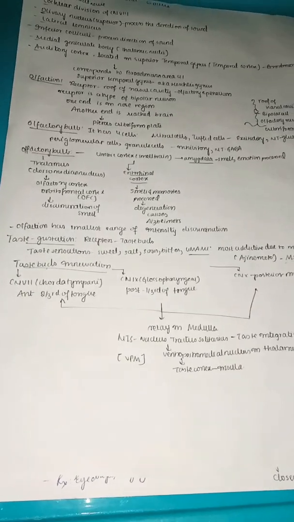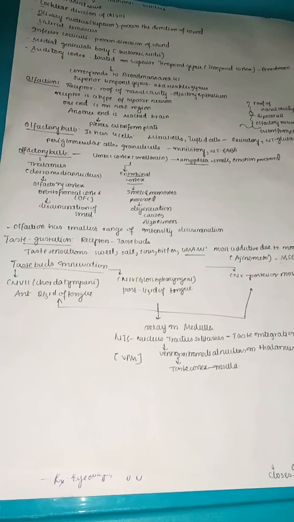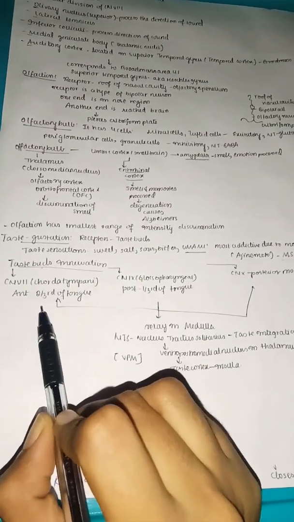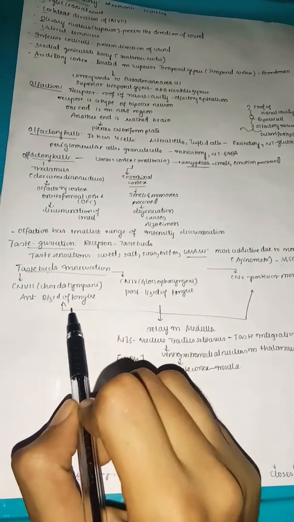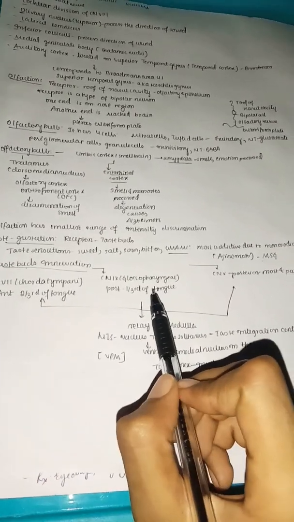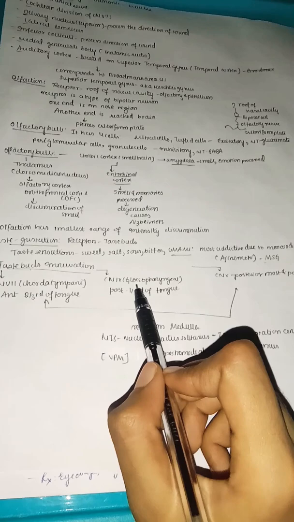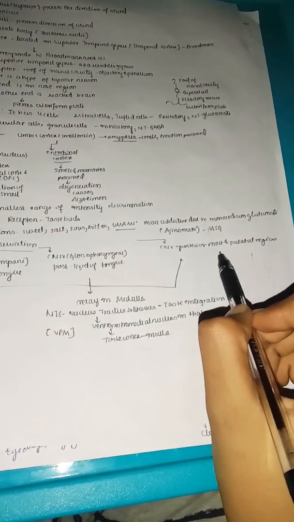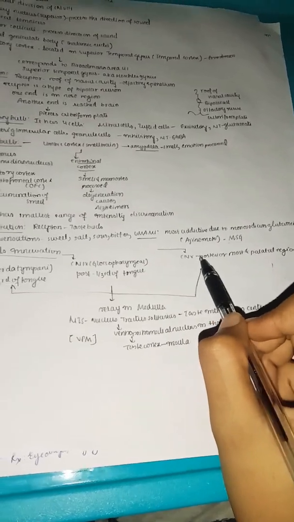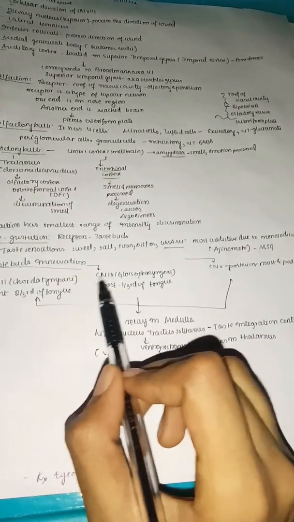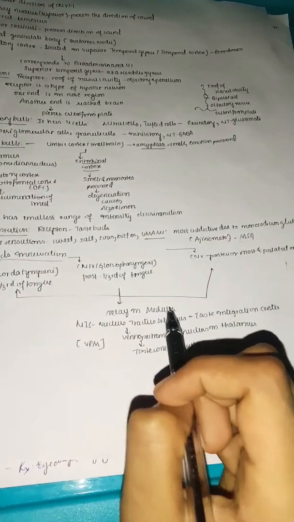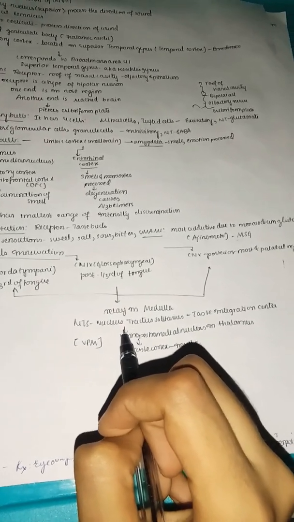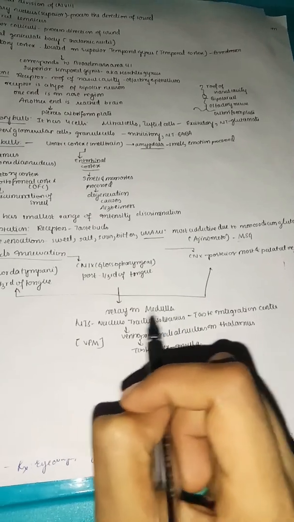And next we have the taste buds innervation. Taste buds innervation is mainly done by cranial nerve 7, branch chorda tympani, especially in the anterior two-thirds of the tongue. From the posterior one-third of the tongue you have cranial nerve 9, that is glossopharyngeal, and especially from the posterior-most and palatal region you have cranial nerve 10. So cranial nerves 7, 9 and 10 together relay in the medulla. In the medulla they mainly reach the nucleus tractus solitarius, which is a taste integration center.